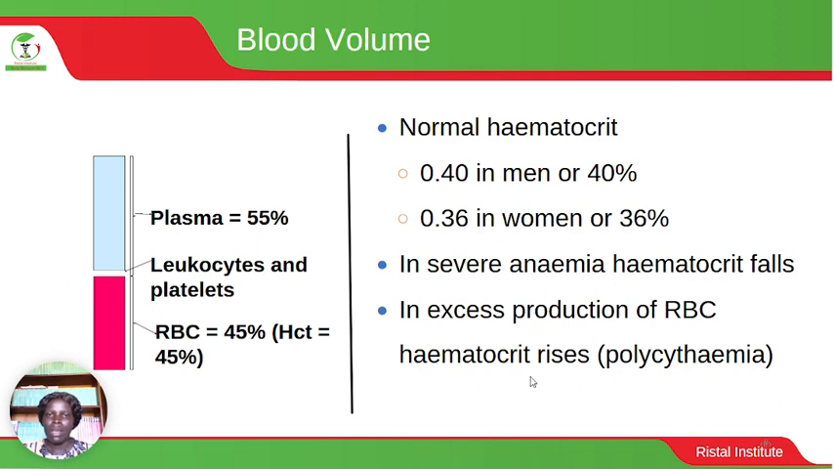In severe anemia, hematocrit falls. In excess production of red blood cells, hematocrit rises. So when red blood cells are produced in excess due to some medical complications, the amounts can rise, and this is termed polycythemia. Then when they drop, maybe because of excessive breakdown due to certain diseases or severe loss of blood, that condition is termed anemia, as we have seen above.